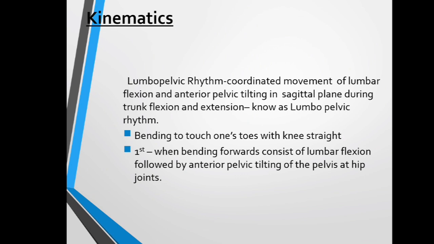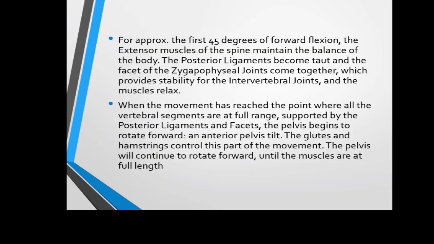Today we'll discuss the biomechanics of the lumbar spine. First we have the kinematics. There is a lumbopelvic rhythm, which is a coordinated movement of lumbar flexion and anterior pelvic tilting in the sagittal plane during trunk flexion and extension, such as bending to touch one's toes with the knees straight. First, the bend consists of lumbar flexion followed by anterior tilting of the pelvis at the hip joint.